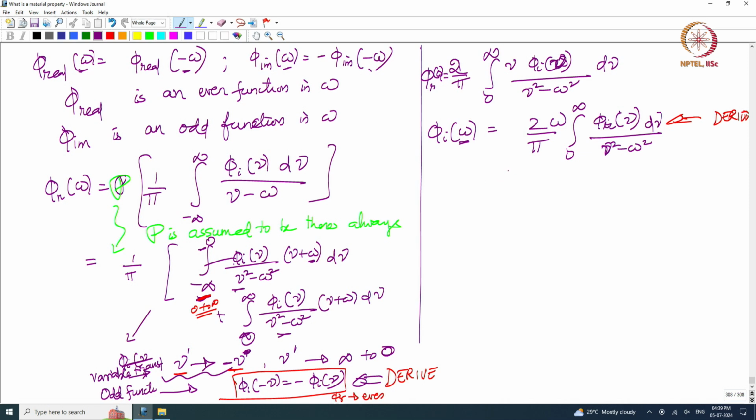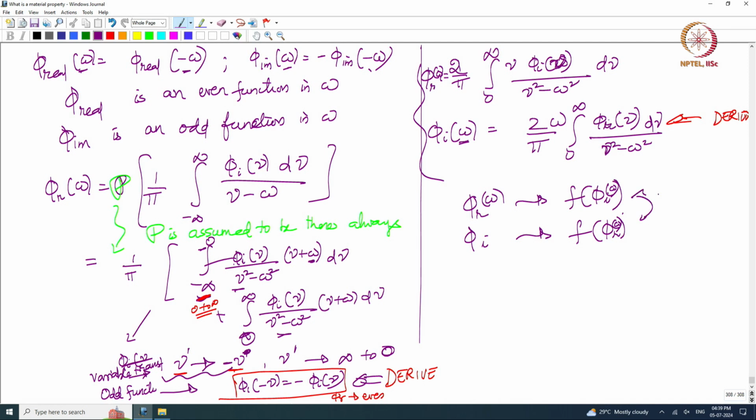So, these relations, where phi r is a function of phi I in a complex way. It is not a very simple function of phi I, and phi I is also a function of phi r. These functions are nothing but a Hilbert transform.